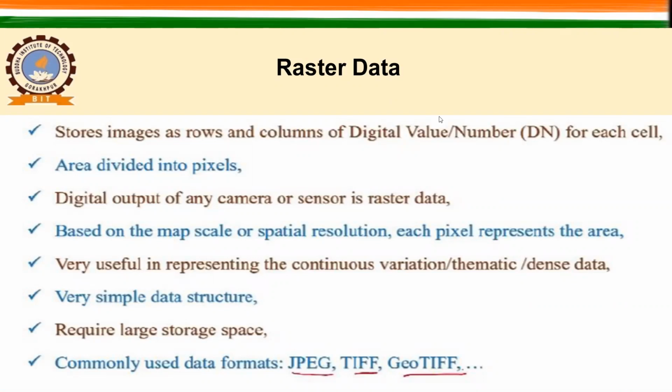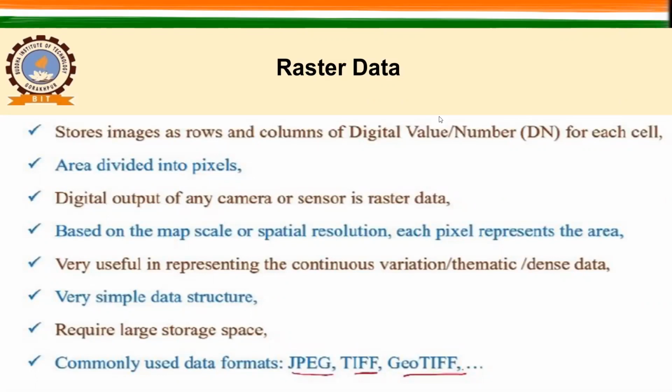The next point is area divided into pixels. Digital output of any camera or sensor is a raster data based on the map scale or a spatial resolution. Each pixel represents the area, very useful in representing the continuous variation or thematic or dense data. Hence, raster data में हम क्या करते हैं?